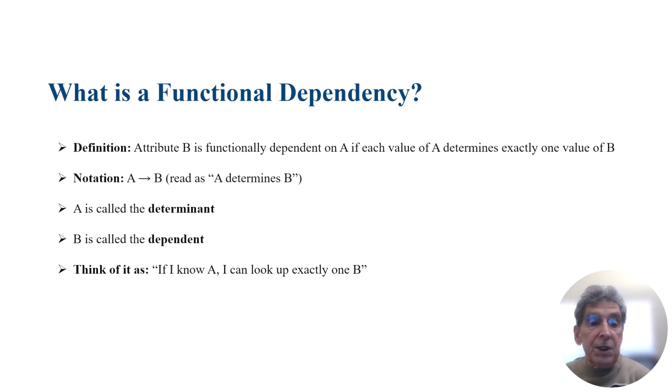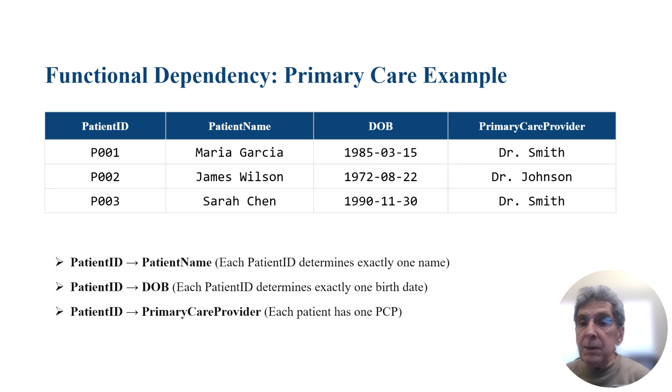Note that the reverse isn't necessarily true. Your name doesn't determine your Social Security number because multiple people can have the same name. John Smith doesn't uniquely identify one Social Security number. This concept of determines or uniquely identifies is the foundation of everything we'll discuss in normalization.